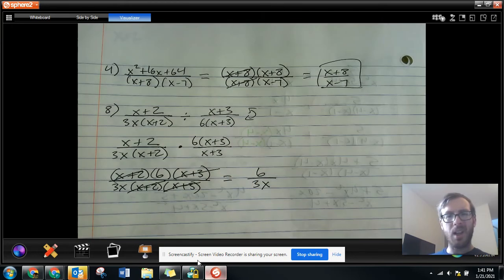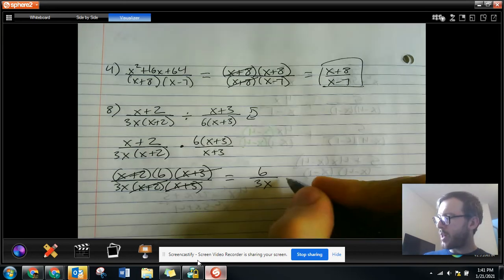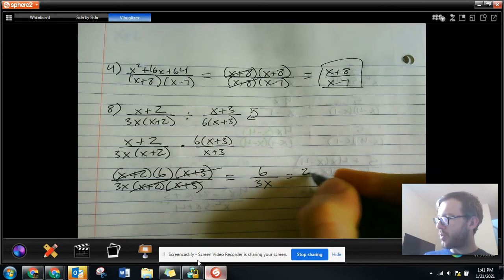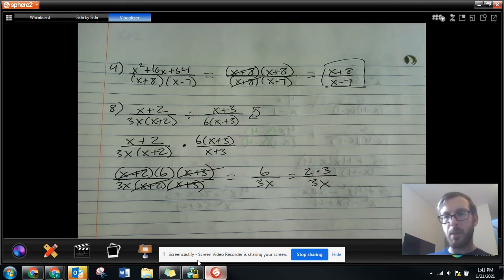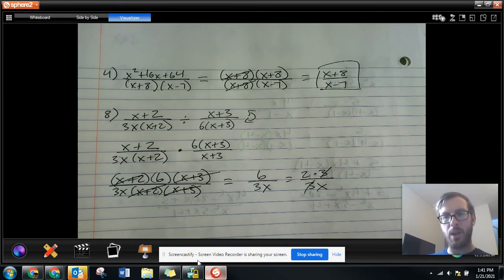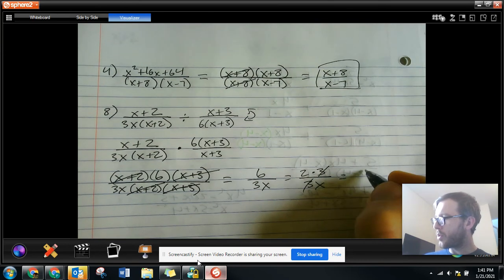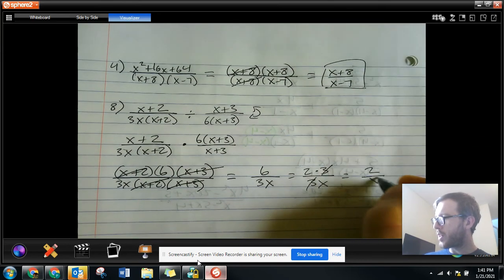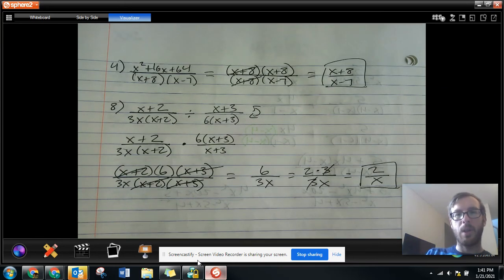And we may be thinking, hey, I know that 3 and 6 are related in some way. And so I can rewrite this up here, 6, as 2 times 3. I want to be able to do that so that I can eliminate these 3s. Okay, so if I write out 6 and 3 as factors, then I'm left with 2 in the numerator, x in the denominator, and so 2 over x is that final answer. Okay, so hopefully that was useful.